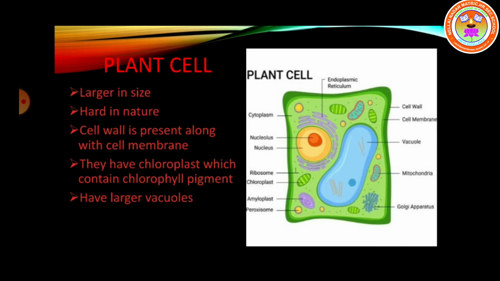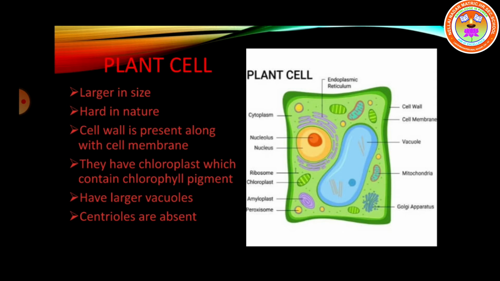So plant cells have chloroplast, which contains chlorophyll, and they have larger vacuoles, and centrioles are absent here. So you cannot see the centrioles. Centrioles are present only in the animal cells. Is it clear, children? This is the structure of the plant cell. So they are larger in size, they are hard in nature, the cell wall is present along with the cell membrane, and they have the chloroplast, which contains the chlorophyll pigment.